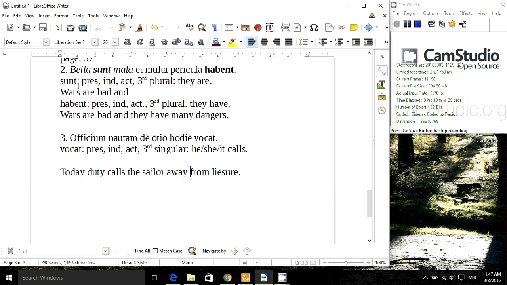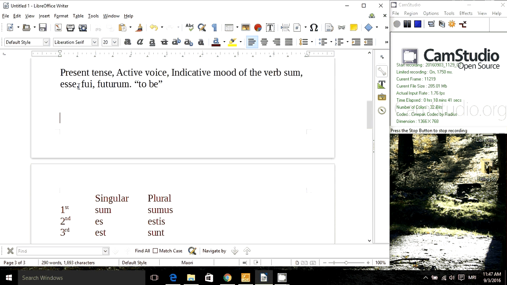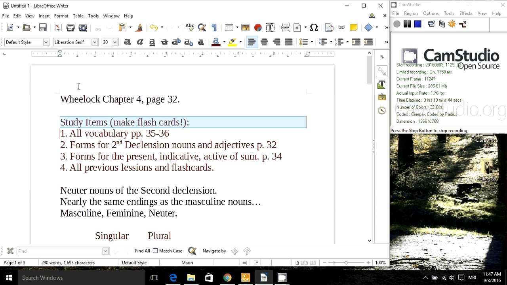So there is lesson 4. You see the things to study. There again, reminder of what needs to be studied this week and will appear on the quiz on Friday.